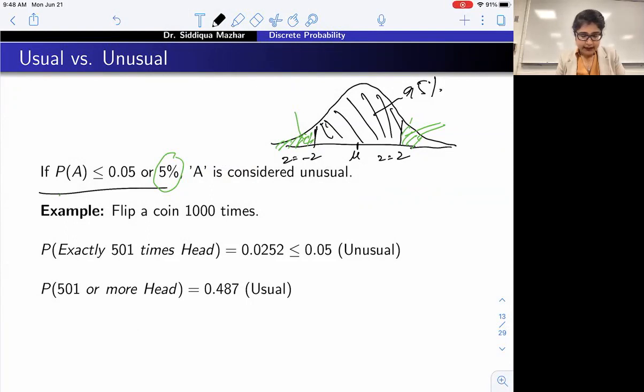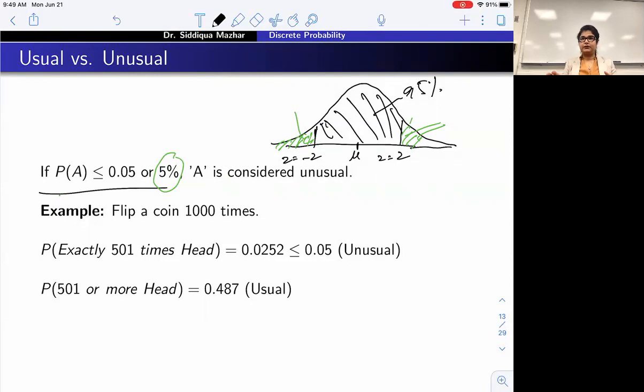So let's suppose we are flipping a coin 1000 times. What is the probability that we are going to get exactly 501 heads? So for instance, if I am going to flip the coin 100 times and I want to get exactly 60 heads, is it possible?